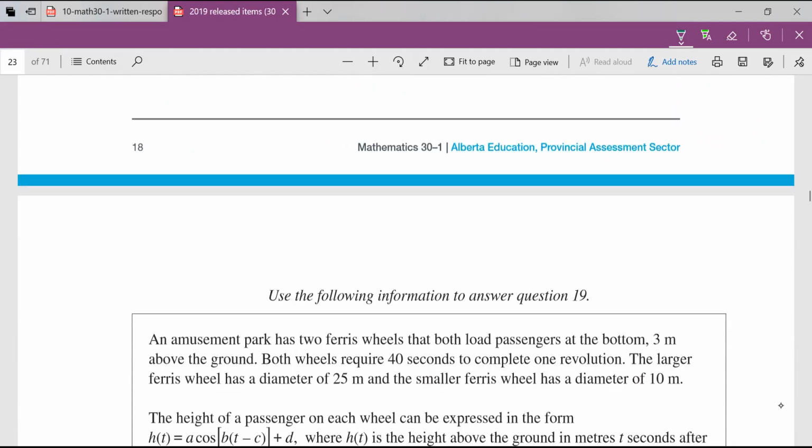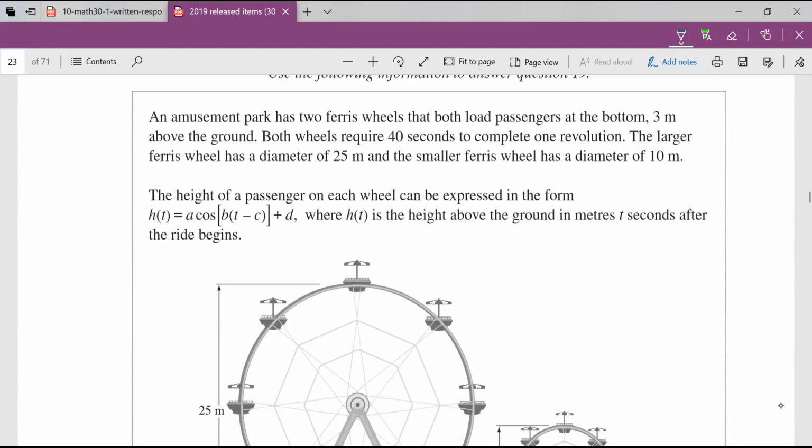We're almost at the end. So an amusement park has 2 Ferris wheels.